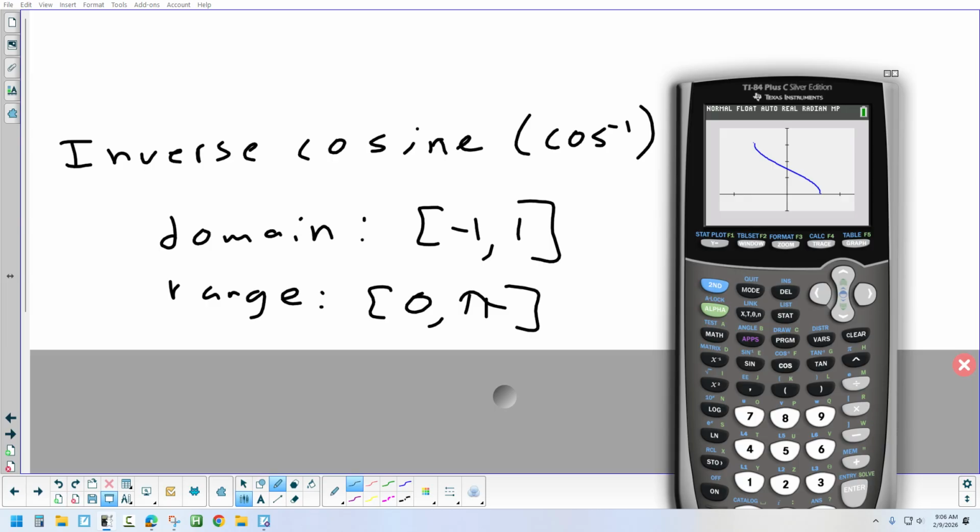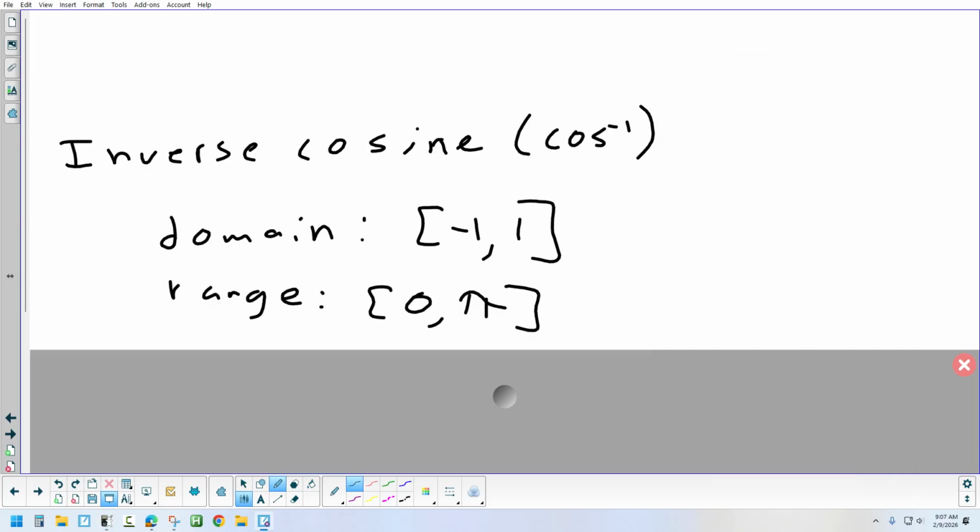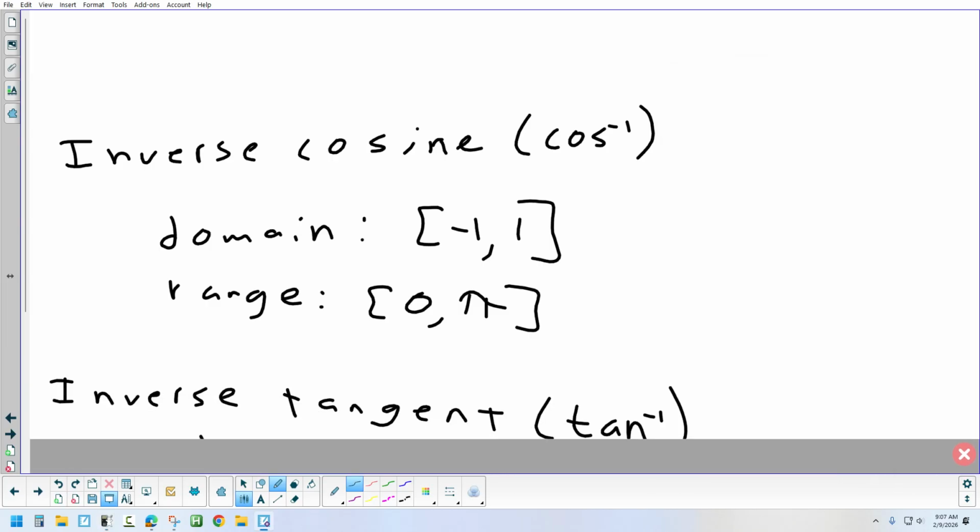Now, if I asked you to calculate this maximum point right here, the calculator wouldn't be able to do it, but you'd have to know what it is. What is the highest value that you hit? Yep. Pi, 3.14. And you hit that at an x value of -1. Right. Any questions on the restriction for inverse cosine?